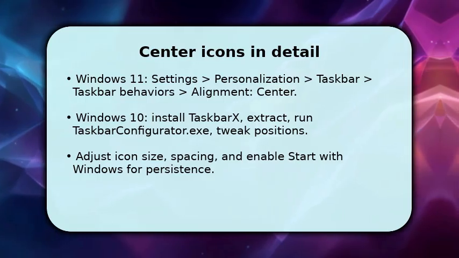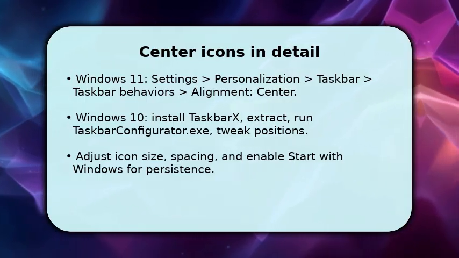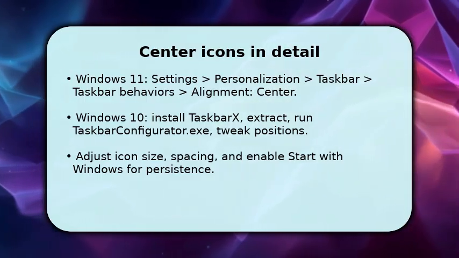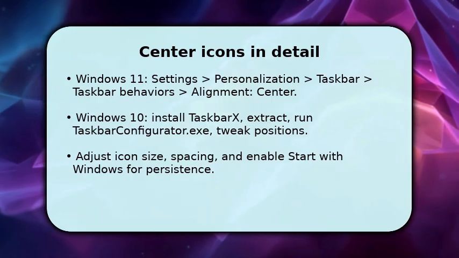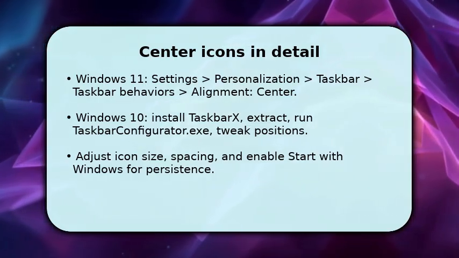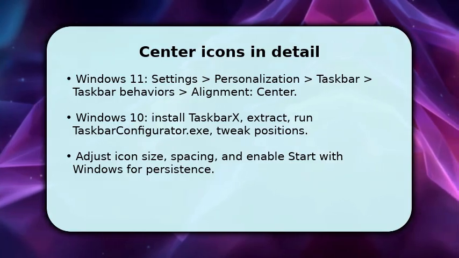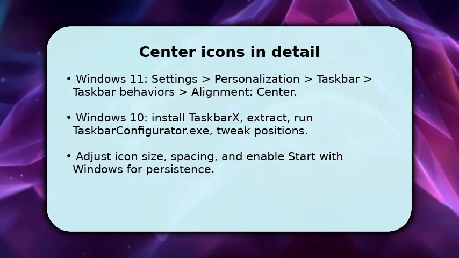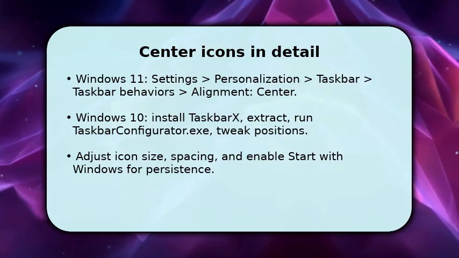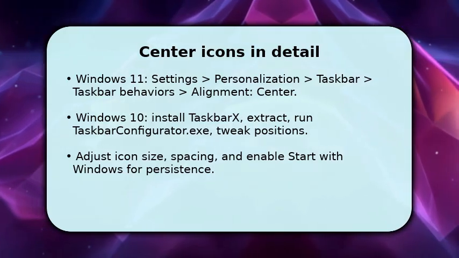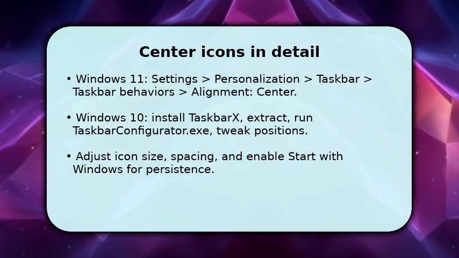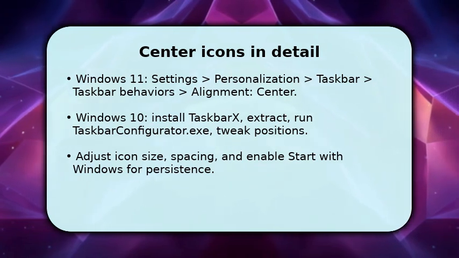For Windows 10, run Taskbar X. Extract Open Taskbar Configurator, choose Centering Style and Animation, then press Apply. You can change icon size and spacing to refine the look. Make sure to enable the option to start Taskbar X with Windows, so the center alignment persists. Finish by restarting Windows Explorer or rebooting so the new alignment fully applies.